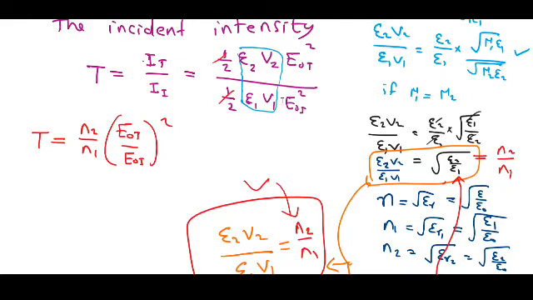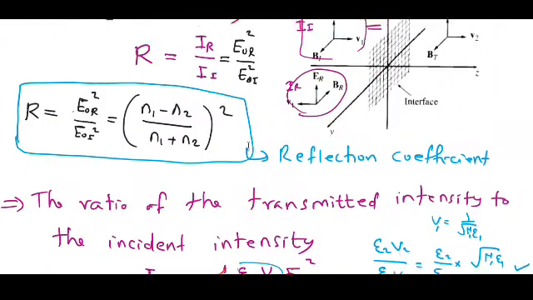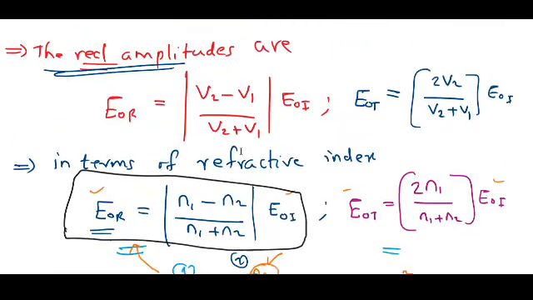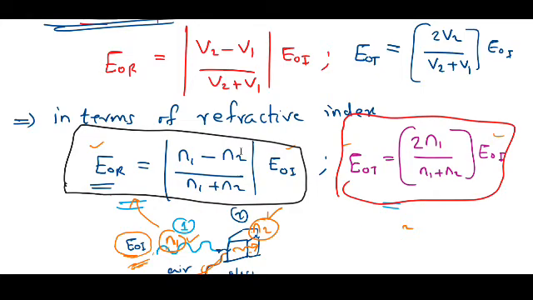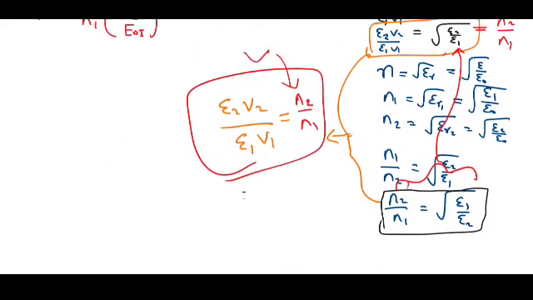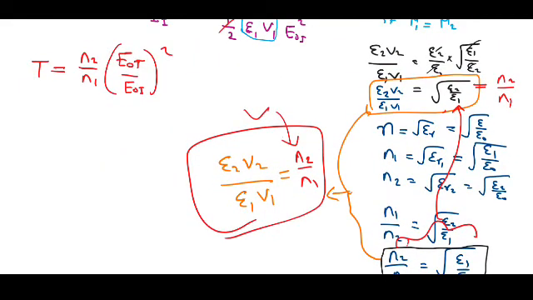If you go back, you have already the expression for E0t by E0I. See this expression, that is E0t divided by E0I means 2 n1 by n1 plus n2. This t can be written as n2 divided by n1 into 2n1 divided by n1 plus n2 all square.